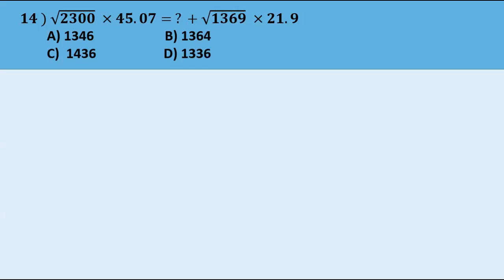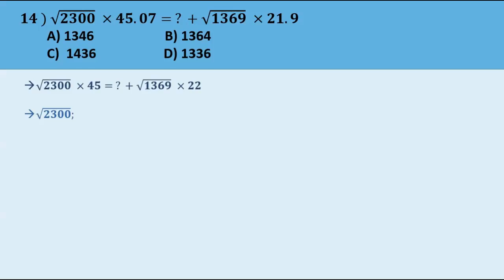So as usual, in the first step, we rewrite 45.07 as 45 and 21.9 as 22. So hence our new equation becomes root of 2300 into 45 is equal to question mark plus root of 1369 into 22. So now let's evaluate the square root of 2300 and 1369. So first let's find out the square root of 2300. Looking at 2300, we can say for sure that it's not a perfect square. So we'll have to do the method of approximations here.